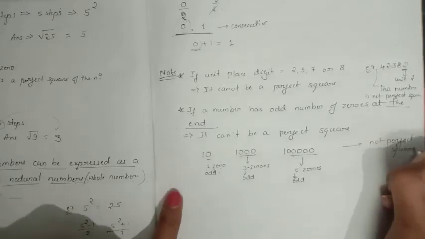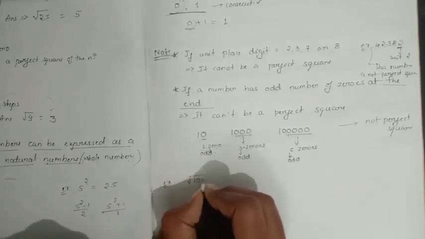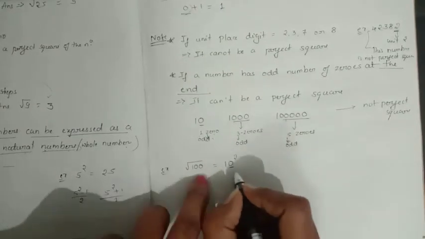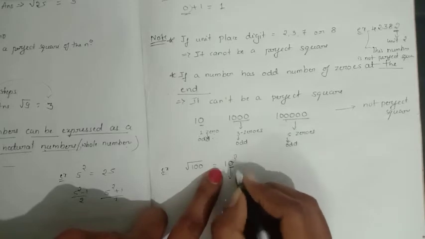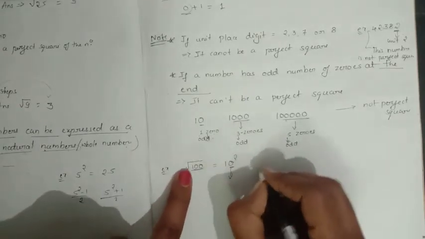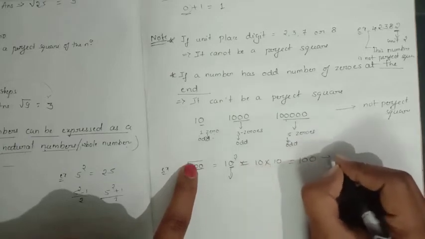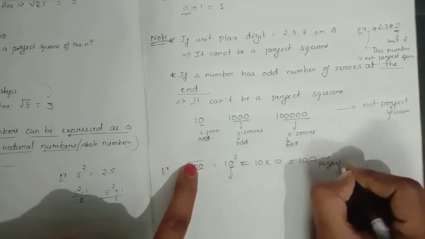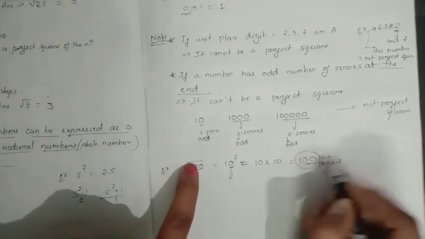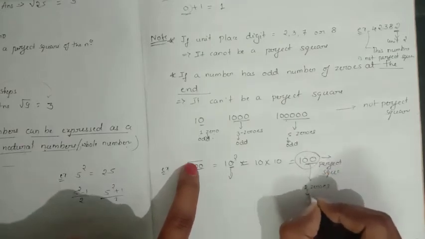Perfect square. Then one example you have observed is the square root of 100. Yes, that is the square of 10. So 10 squared is equal to 10 into 10, that means 100. So 100 is a perfect square, because how many zeros do you have here? 2 zeros. Whether 2 is an odd number or an even number, it is an even number.